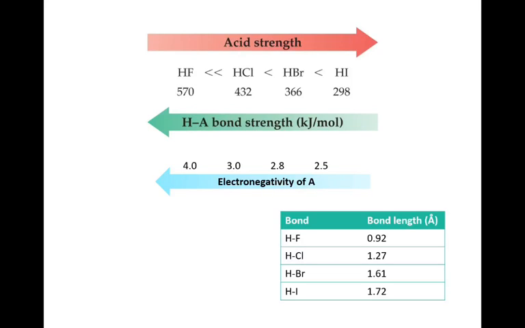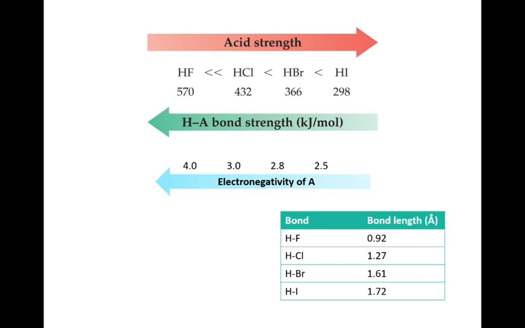If we look instead at the series going down the periodic table, HF, HCl, HBr, HI, HI is the strongest acid. HBr and HCl are also strong acids in water, meaning they dissociate completely. HF, on the other hand, is a weak acid, so it's the weakest in this series. If we look at the electronegativity differences, we see that HF actually has the greatest. So if electronegativity were the dominating factor here, we would expect HF to be the strongest and HI to be the weakest, but that's not what we see.